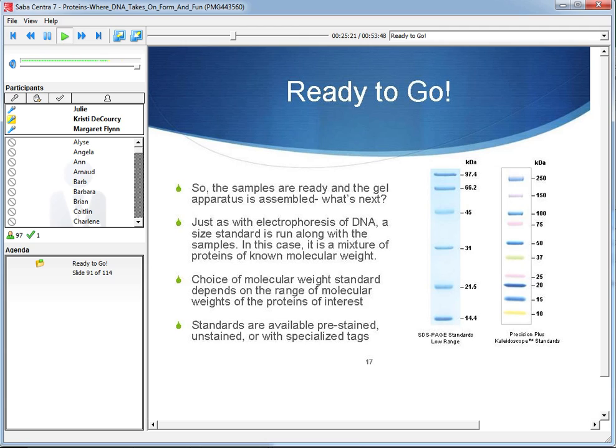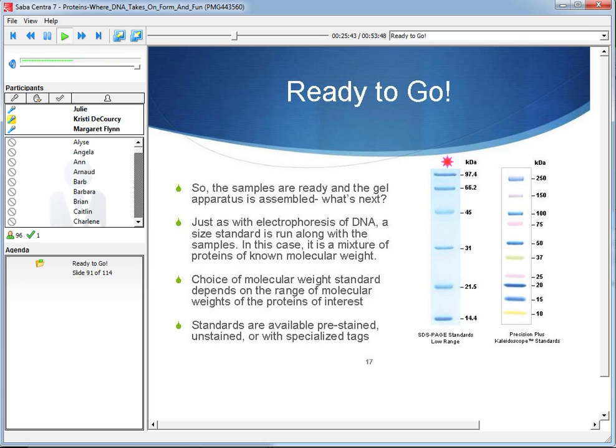Okay, so we're ready to go. So we've got our gel box assembled, we've got our samples ready, and we're ready to load our samples. And so what we do here is, just like with DNA, we're going to run a size standard alongside our samples, our experimental samples.